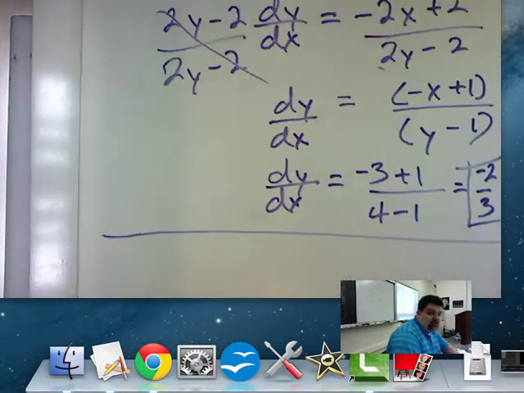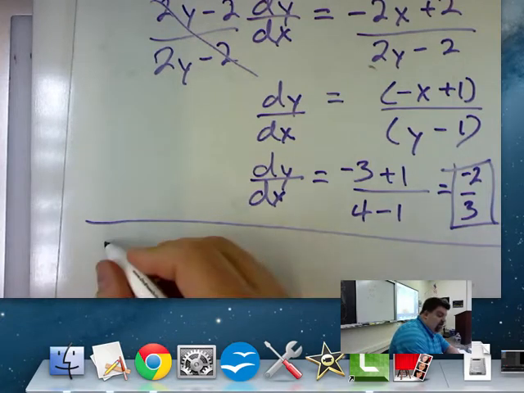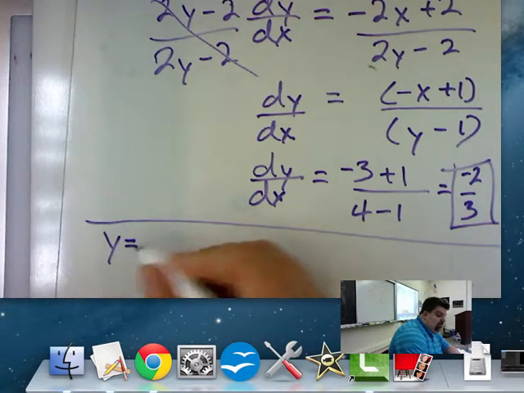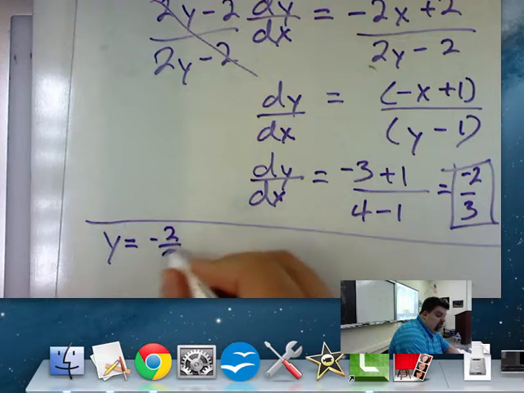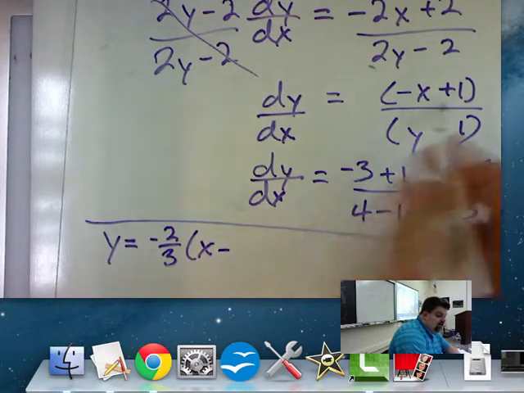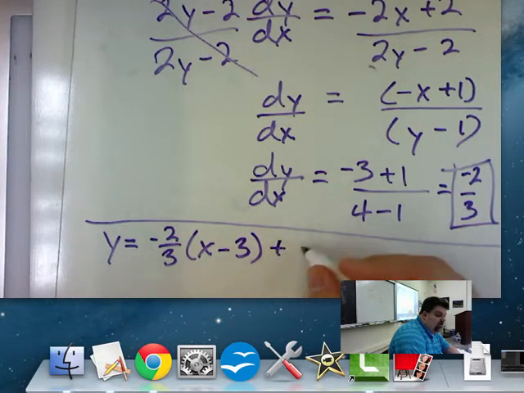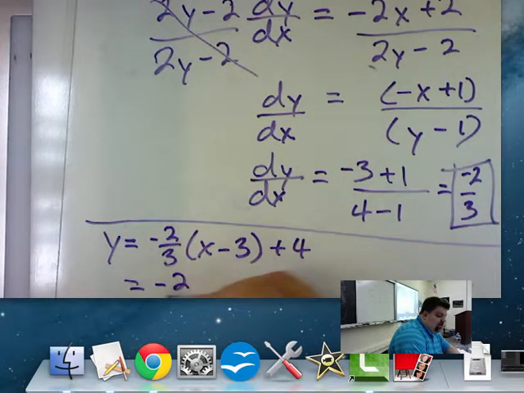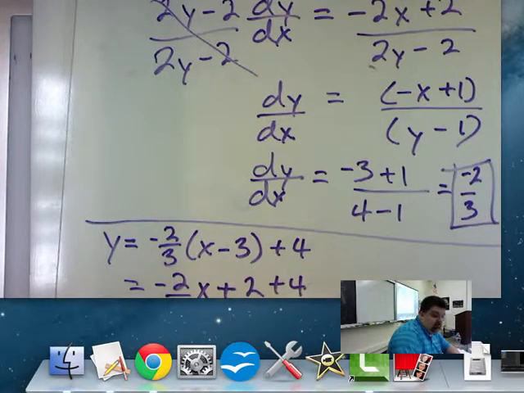So now if I wanted to write the tangent line for that, I would say y is equal to negative 2/3 times (x minus the x value, which is 3), plus the y value, which is 4. When I push that through, I get negative 2/3 x, and then I get a positive, the 3s cancel, 2 plus 4, or y equals negative 2/3 x plus 6. Okay?